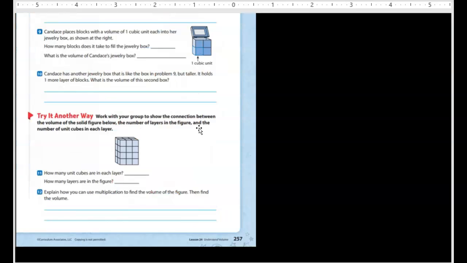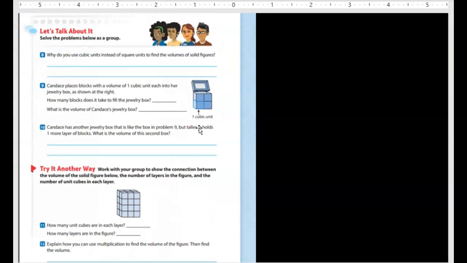Next page. Let's talk about it. Why do you use cubic units instead of square units to find the volume of solid figures? Cubes fit inside of a box. Okay, so cubes fit inside of a box. Square units are flat for a 2-dimensional figure. So Candace places blocks with a volume of 1 cube inside her jewelry box. How many blocks does it take to fill her jewelry box?